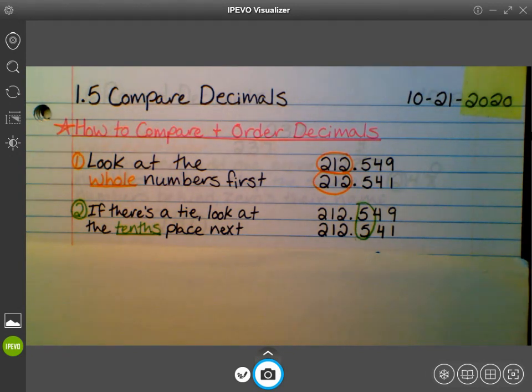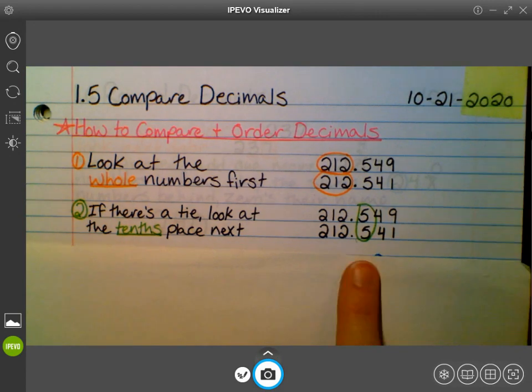Top number again 212, decimal point 549. Bottom number 212, decimal point 541. We're using the tenths place, which is just to the right of the decimal. All right. So, number 1, we looked at the whole numbers. We determined there was a tie. What do we notice about the tenths place when we look at both of these numbers? Emmy? There's another tie. They both have a 5 in the tenths place.